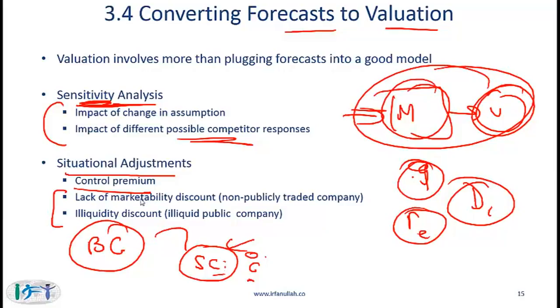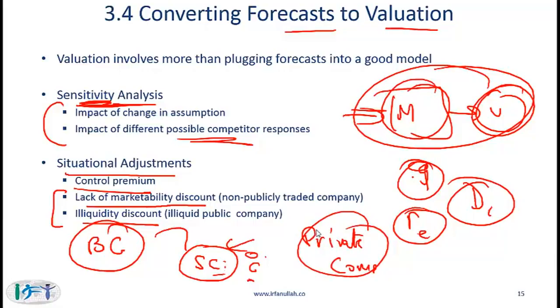Two other terms which are somewhat related: lack of marketability discount and illiquidity discount. What does this mean? Let's say that you are a large investor and you are buying a private company. One of the issues with buying a private company is that your investment now is not very liquid. So you buy a private company. If you want to sell it next year, are you sure that you'll easily find a buyer? Not necessarily.